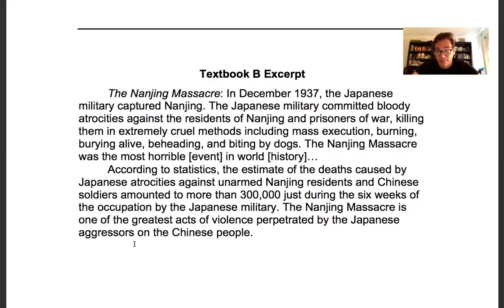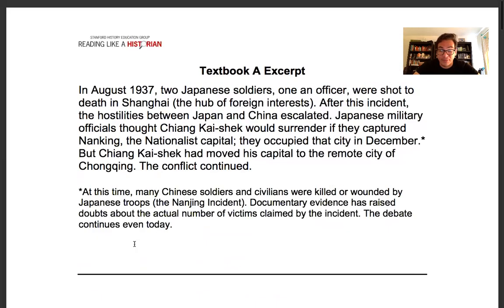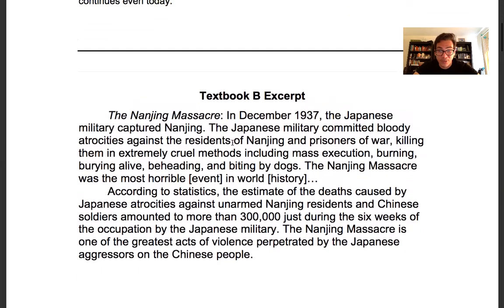It's really heavy, very different from what the Japanese textbook was saying. The Japanese textbook barely mentions that there were any atrocities taking place. The Chinese textbook goes into detail about what happened. They even make the claim that 300,000 people were killed by the Japanese.